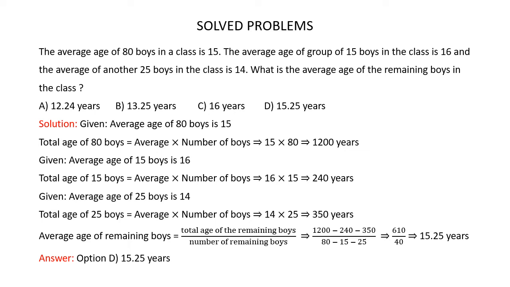So now the average age of the remaining boys is equal to total age of the remaining boys divided by number of remaining boys, which is (1200 minus 240 minus 350) divided by (80 minus 15 minus 25). On solving this, we get the average age of the remaining boys as 15.25 years. The correct answer is option D, 15.25 years.